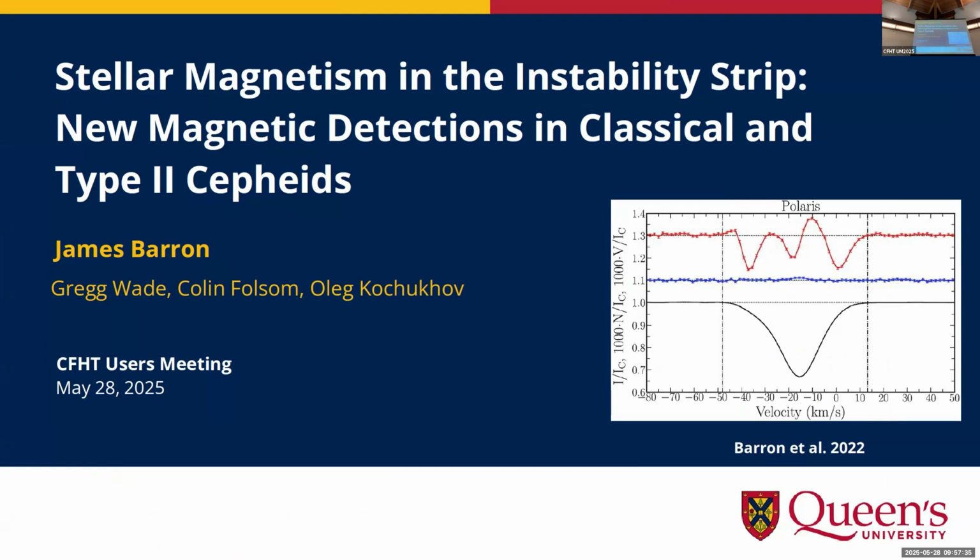Okay, thank you. So my name is James Barron. I'm a PhD candidate at Queen's University working with Greg Wade. I'm not going to talk to you about strong magnetic fields. Instead, I'm going to talk to you about very weak magnetic fields, observations we've been doing with Barron over the past 3 years, trying to provide a first characterization of magnetic fields of Cepheids in the instability strip.